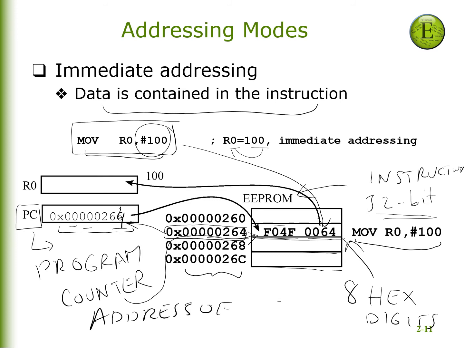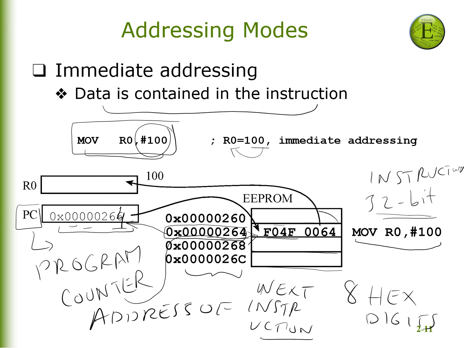In fact, the program counter contains the address of the next instruction to be executed. With this in mind, the important takeaway is that the number 100 is stored as the hexadecimal digits over here, as part of the instruction. So this 0064 is actually the number 100. That is an example of an immediate addressing mode, when the data is stored as part of the instruction.